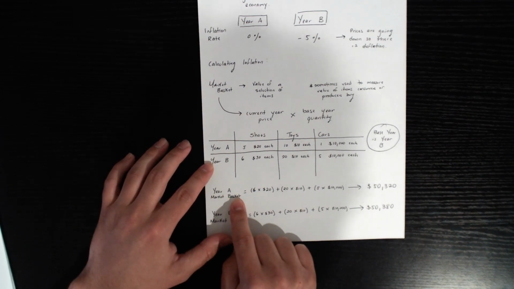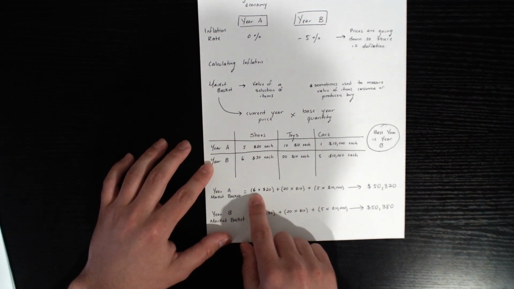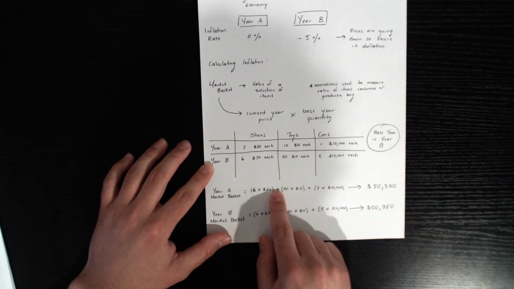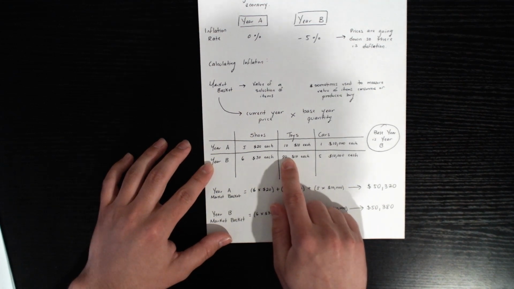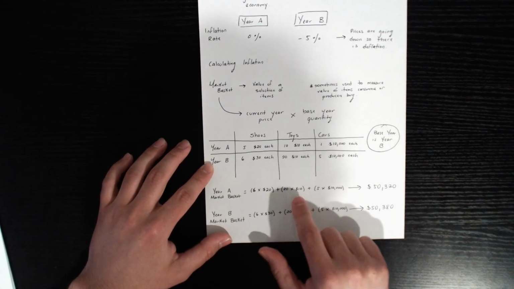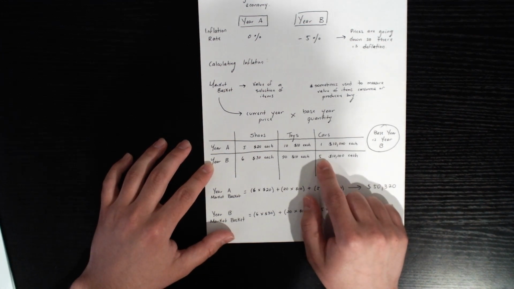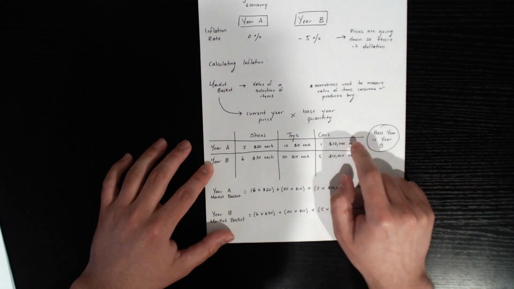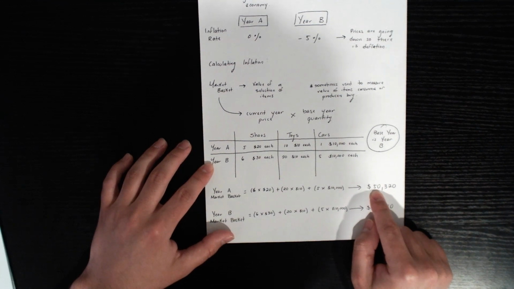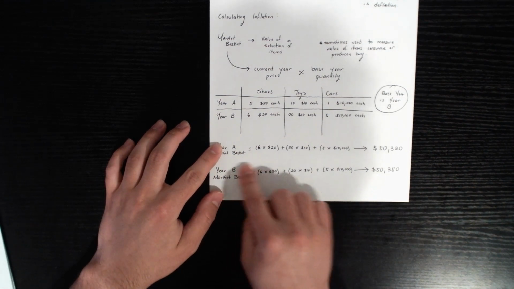So let's look at year A's market basket. First, we're going to look at the shoes. We're going to use year B's quantity, which is 6, because that's the base year, times the current price in year A, which is $20 each. Plus for toys, again the base year's quantity, which is 20, times the current year price in year A, which is 10. Plus, again, for cars, we're going to use the base year quantity, which is 5, times the current year price in year A, which is 10,000. We add that all up together, we get a market basket value of $50,320.